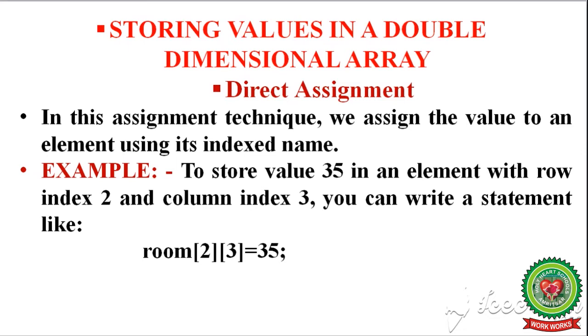Next topic is storing values in a double dimensional array. First we will discuss the direct assignment technique. In this technique, we assign a value to an element using its indexed name. For example, to store the value 35 in the element with row index 2 and column index 3, you can write the statement room[2][3] = 35; where 2 is the row number and 3 is the column number, in square brackets, equal to the value of the element, here 35, and at the end a semicolon. Let us understand this technique with the help of a BlueJ program.